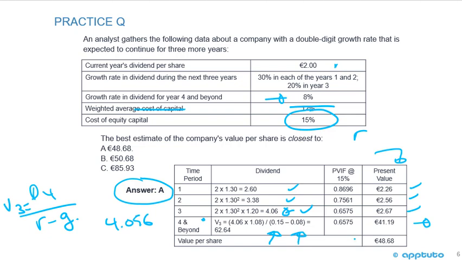So I'm not going to bring up the calculator to do it in the interest of time. We've done these calculations before in previous LOS. You can work your way through it. We're getting the terminal value of 41.19. Add them all together and you get 48.68.